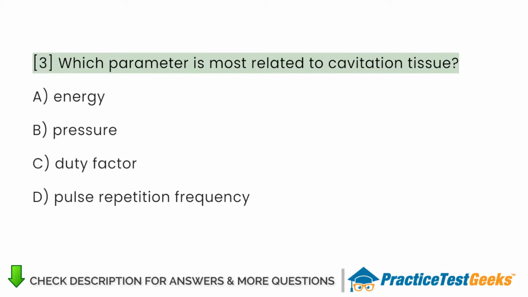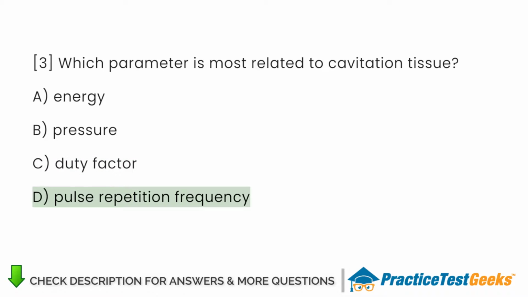Which parameter is most related to cavitation tissue? A. Energy. B. Pressure. C. Duty factor. D. Pulse repetition frequency.